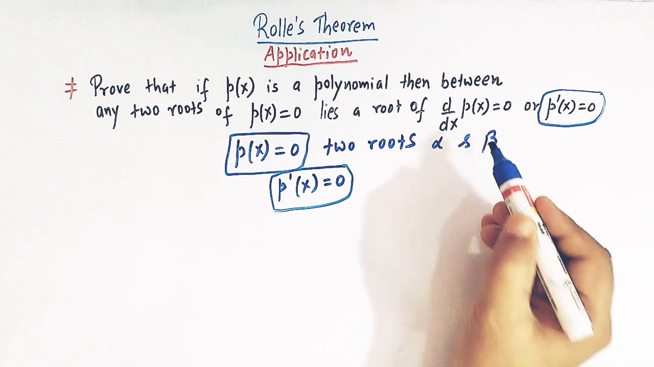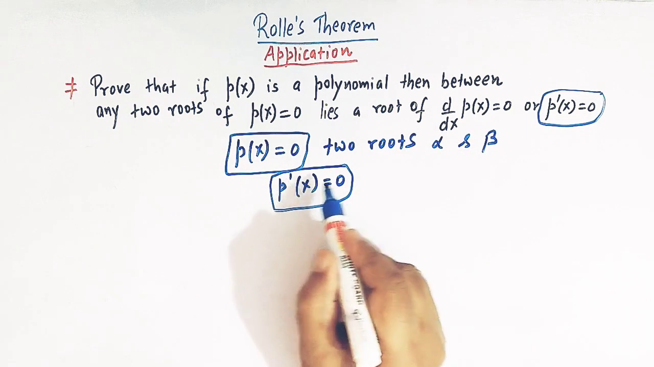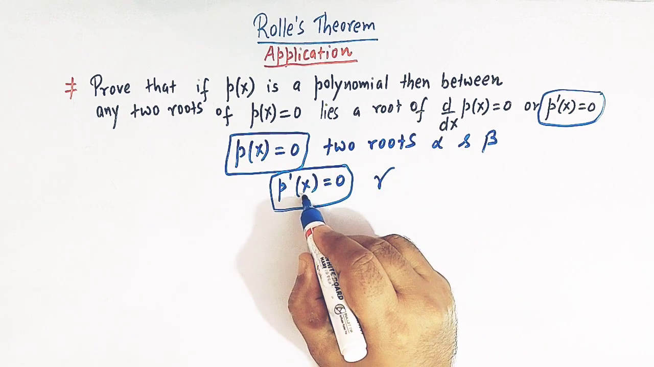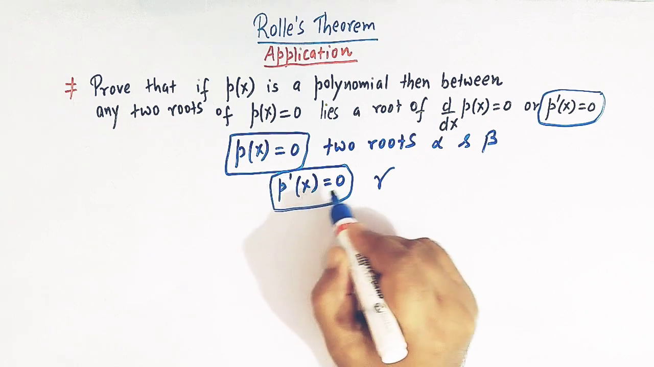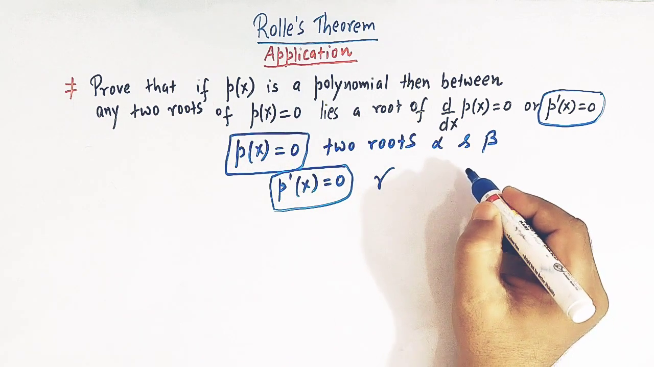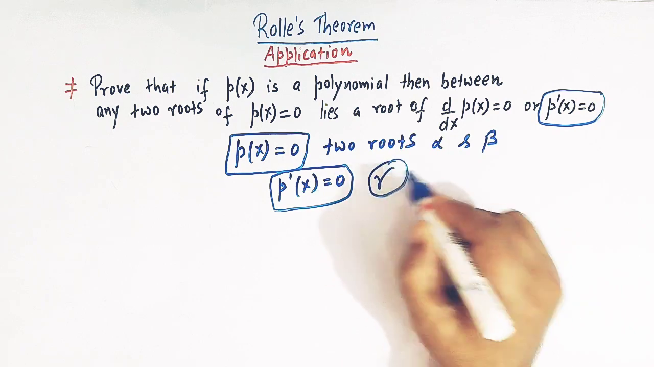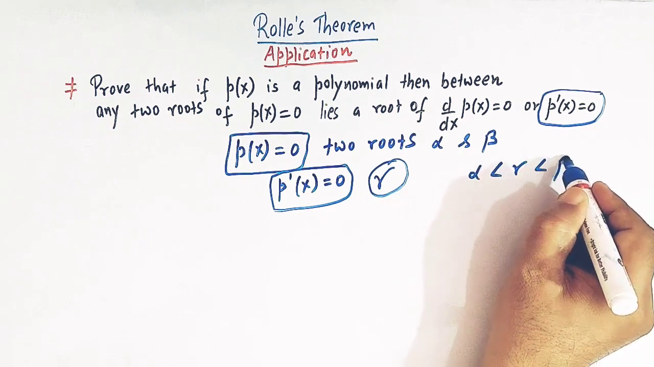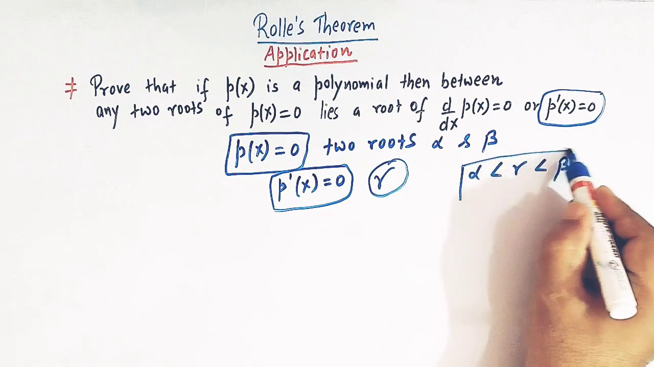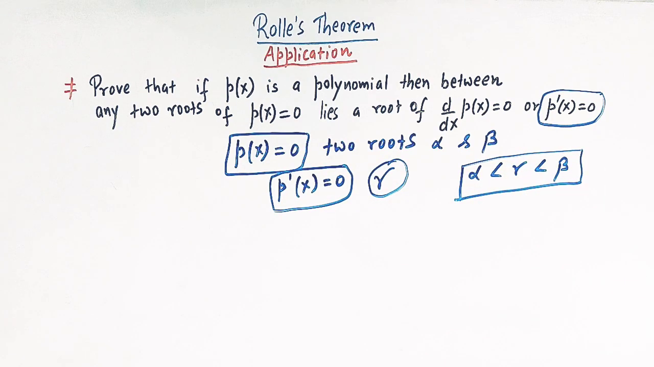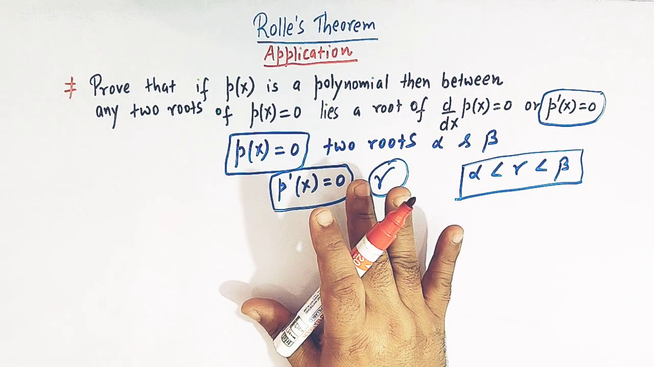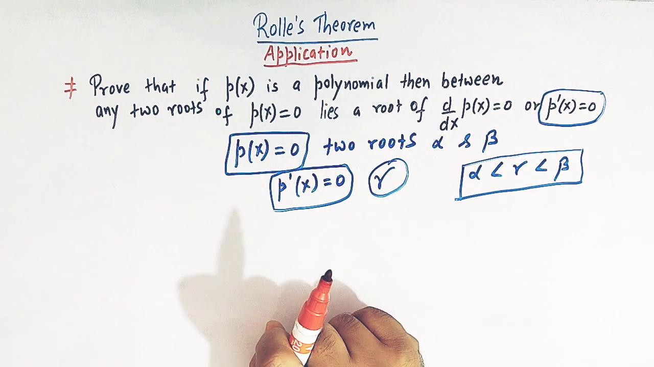Now suppose we have a root, say gamma. If gamma is a root of this equation, that is p prime of x is equal to 0, then we have to show that this gamma lies between alpha and beta, right? So this is exactly what this problem is all about. So let us have more clarity on this problem with the help of an example.